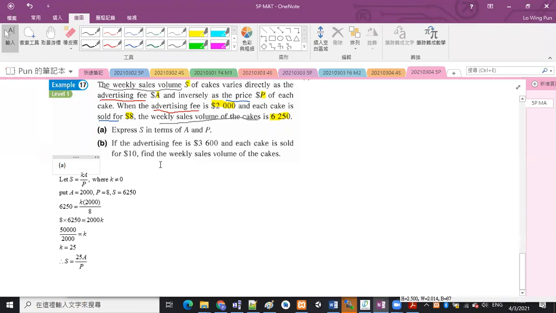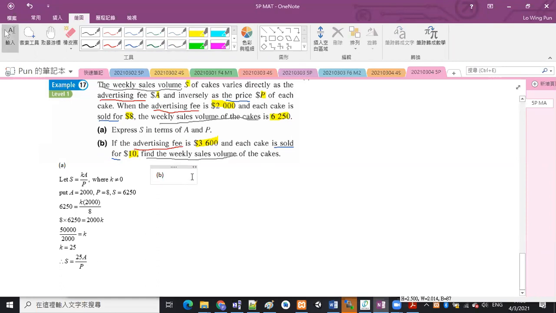And then part B, if the advertising fee is $3,600 and each cake is sold for $10, find the weekly sales volume of the cakes. So this $3,600 is the advertising fee, which will be put into A. And this $10 is the selling price, so the price is $10. Okay, and the question asks you to find the weekly sales volume. That is to find S.